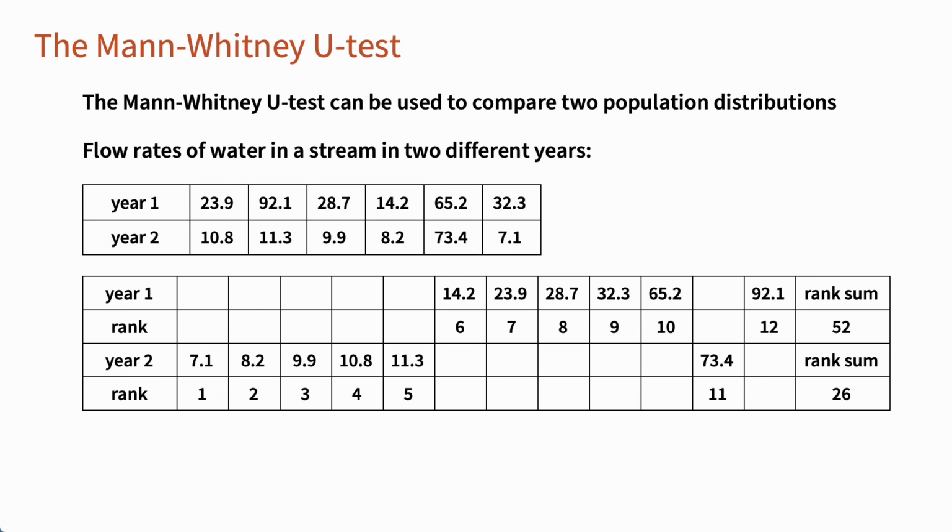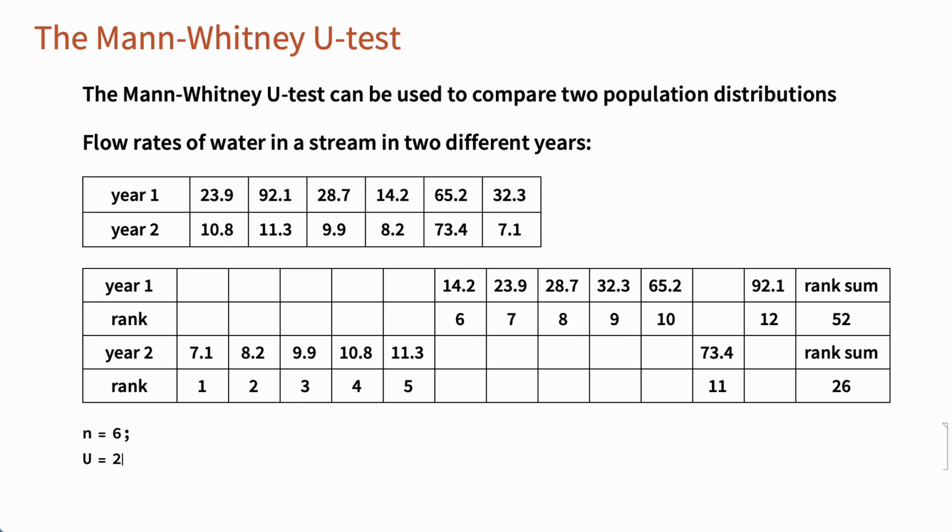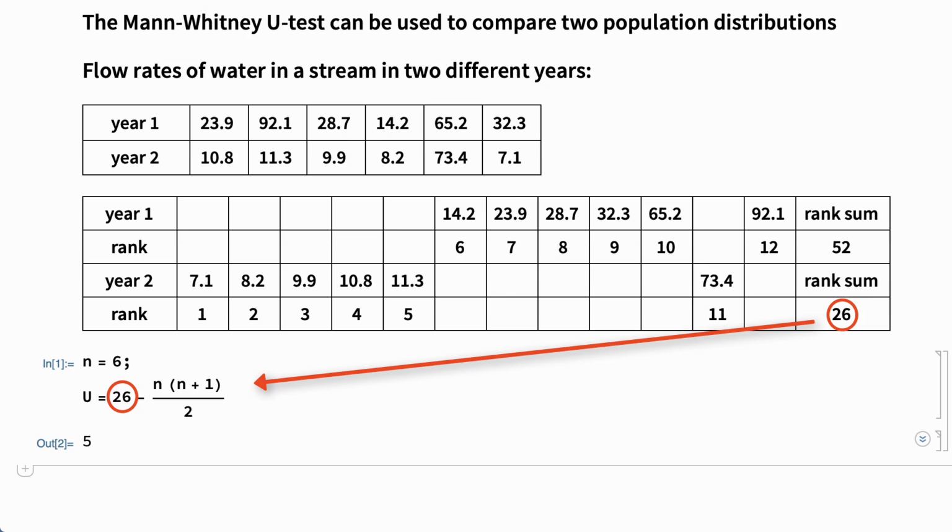The Mann-Whitney U test is done by sorting the two lists together, assigning a rank to each element, and adding up the ranks to get a rank sum for each list. The test statistic for the Mann-Whitney U test is traditionally denoted by the letter U and is the smaller of the two rank sums minus n times (n plus 1) over 2, where n is the size of the sample.